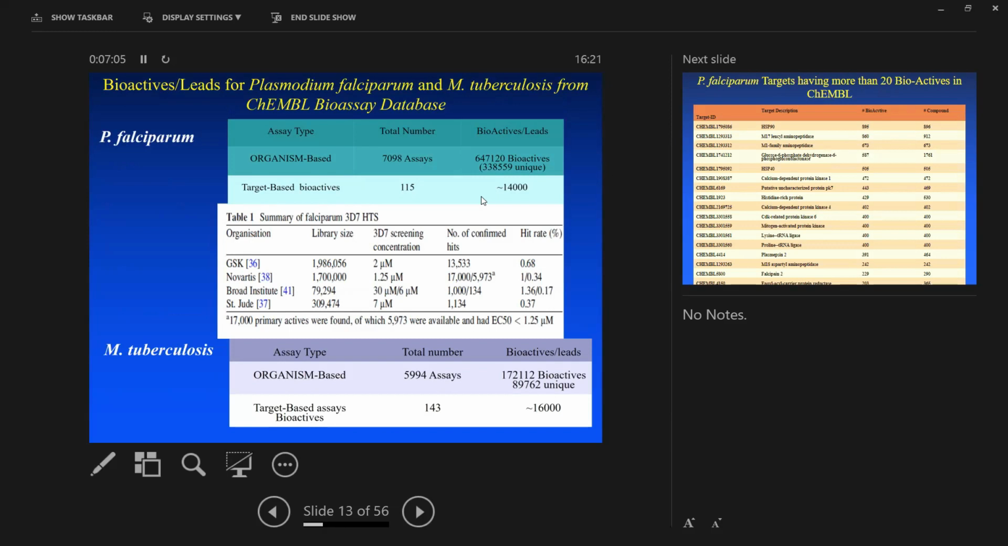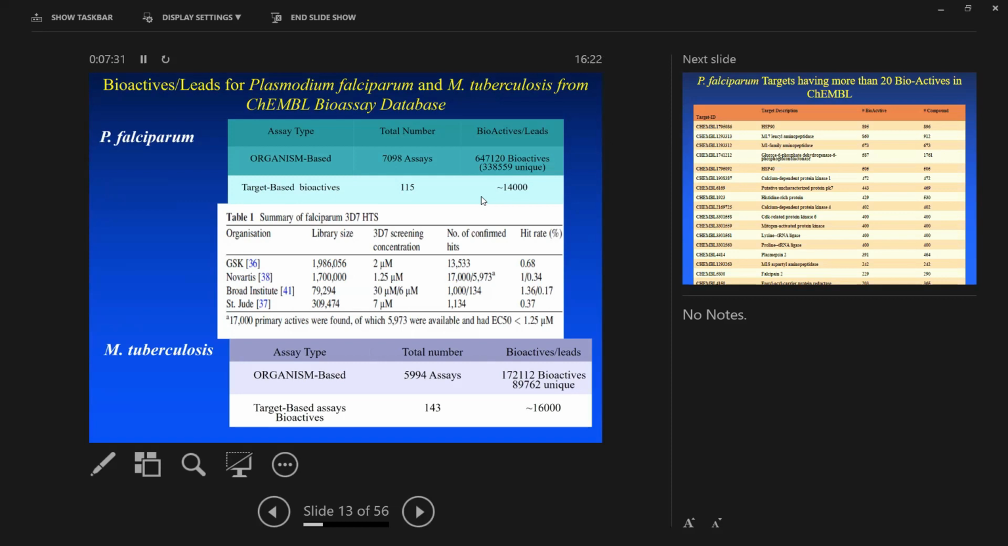Most of the compounds come initially from the pharma industry, where GSK, Novartis, Broad issued. These are still millions of compounds, identified few thousands of compounds as active, with different ranges of activity. And similarly, for tuberculosis, around 143 drug targets are listed, around 16,000 actives mapped to the 143 targets.